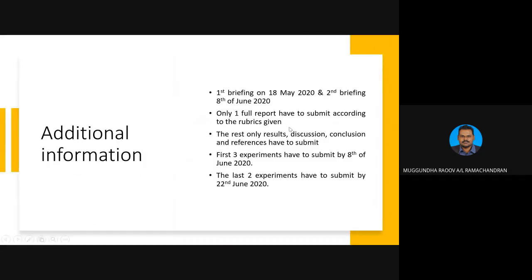Okay, so class, first briefing is today, on 18th of May, and the second briefing will be on 8th of June, 2020. So only one full report has to be submitted according to the rubric given. That means the one full report should have everything starting from the objective. Okay, full lab report, and the rest is only results, discussion, conclusion and references.